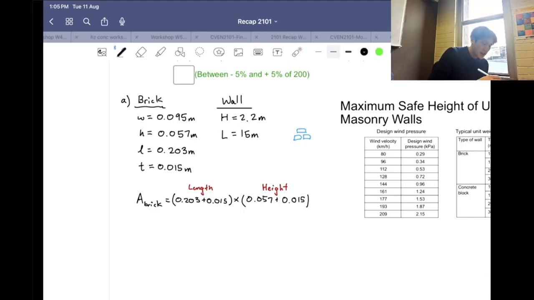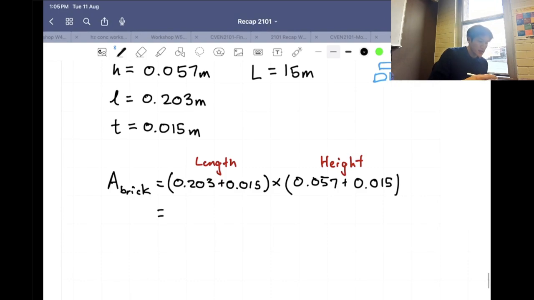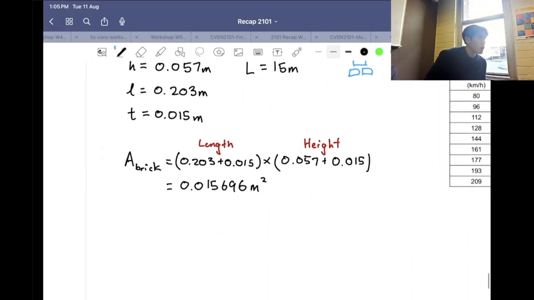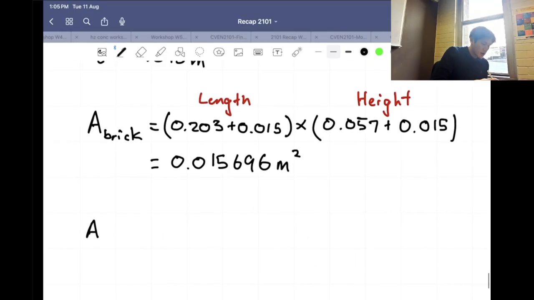And then if you run these calculations, so the length plus the joint thickness times the height plus the joint thickness should give you 0.01569 meters squared. So that is your area for one brick on this wall. And then for the area of the wall, it's really easy. Just the height times the length, which is 33 meters.